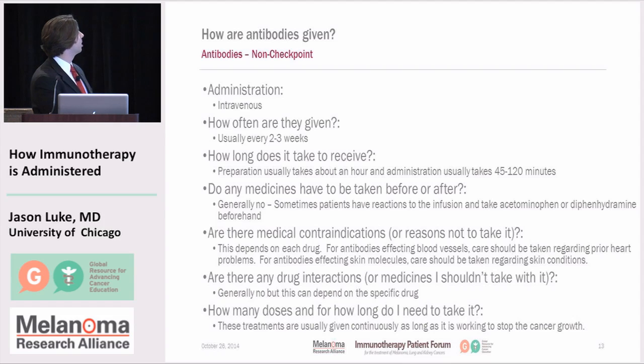Are there any drug interactions or medicines you shouldn't take? Generally speaking, no, but this may be specific to the particular kind of drug, and your doctor can talk to you more about that. And how many doses and for how long do you need to take it? These treatments are generally given continuously because what they're doing is generally binding to things that are naturally in your body or associated with the cancer. So if you take them away, those things will come back. Those blood vessel treatments are usually given for a time period to see if they're working, and if they are, they're usually continued.